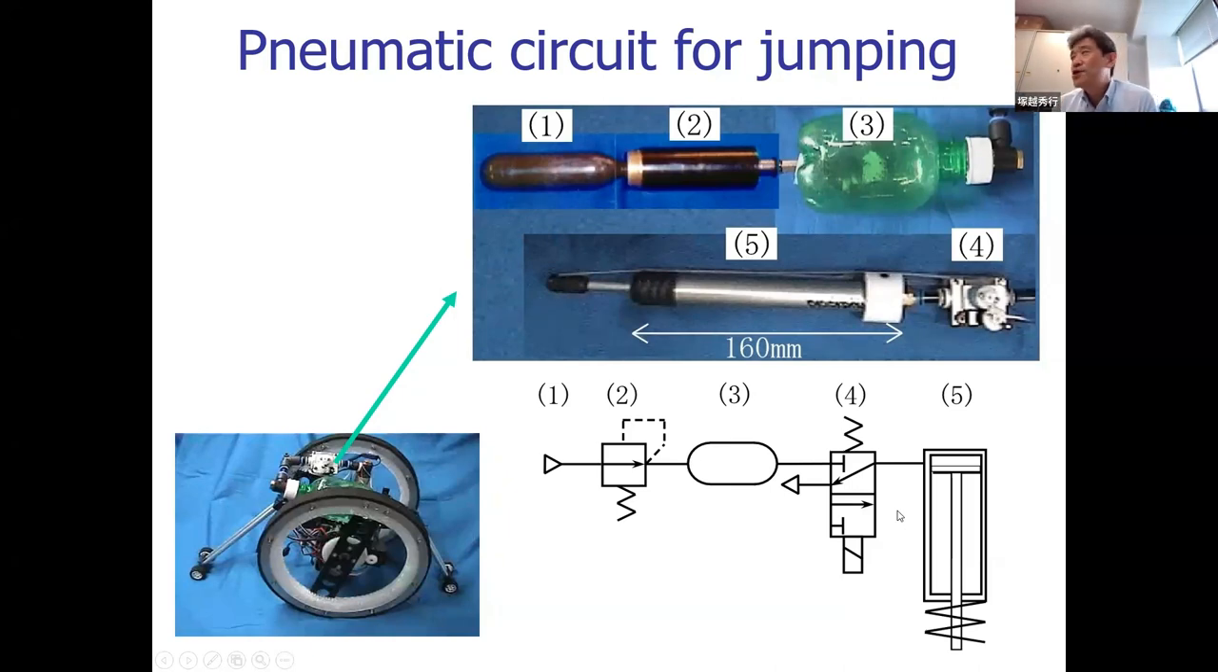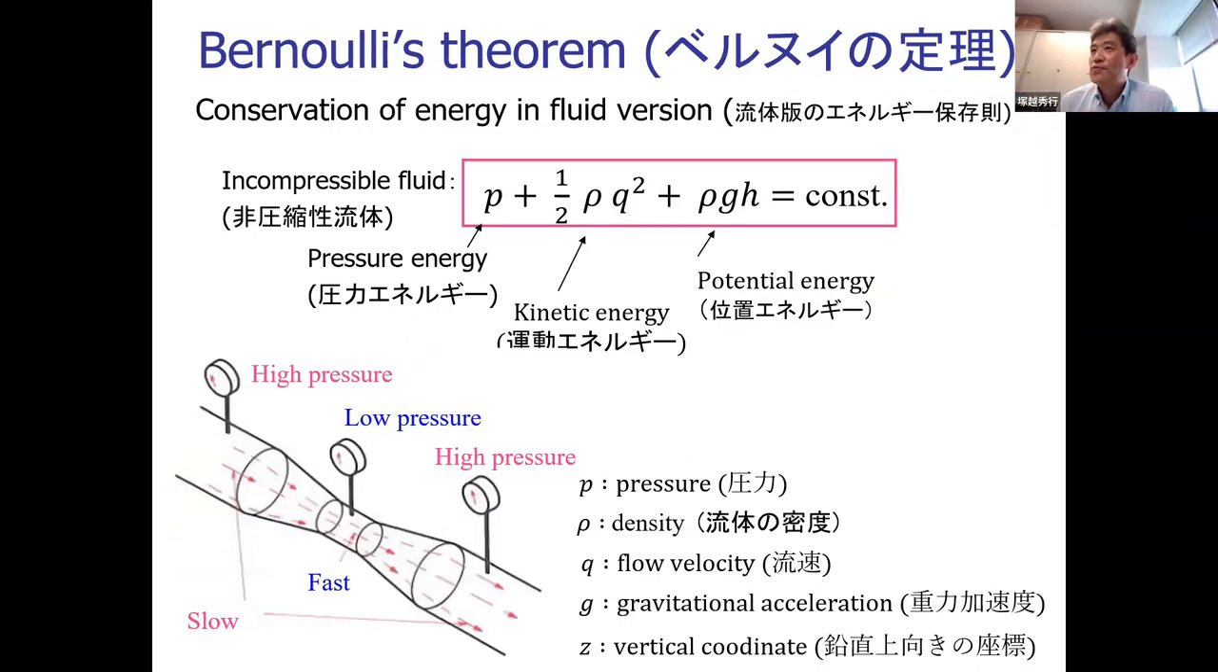So how can you design the robot to keep a large enough jumping height? This is one of the issues. So before showing the solutions, let me briefly show you the pneumatic characteristics. So for the flow stream, there is a theorem called Bernoulli's theorem.